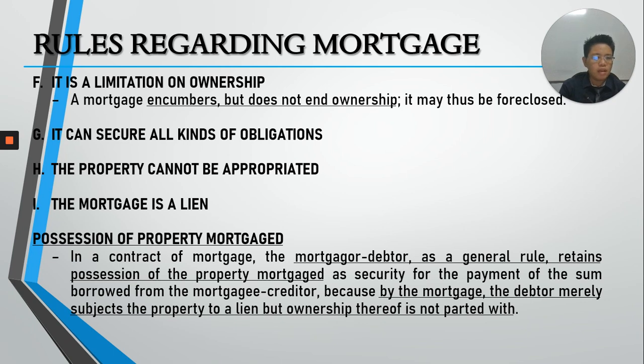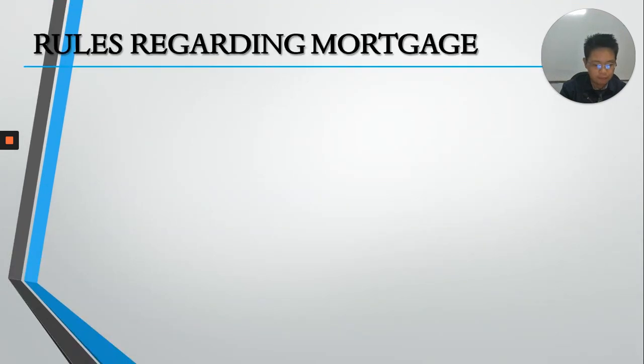As is the same rule with all contracts of secured transactions. So, kaparehong rule din sa pledge, etc., etc. Only in pledge, only possession is given, but not ownership. Here in real mortgage, the property is subjected to a lien or an encumbrance, but the ownership is not given up or parted with. So anyway, what else?